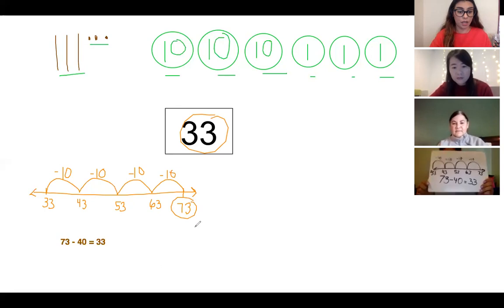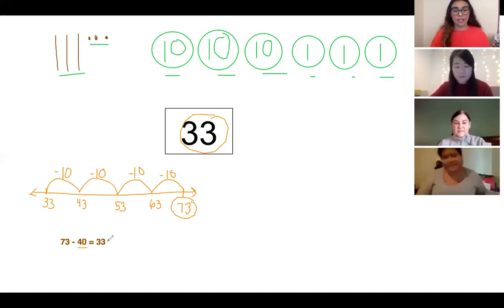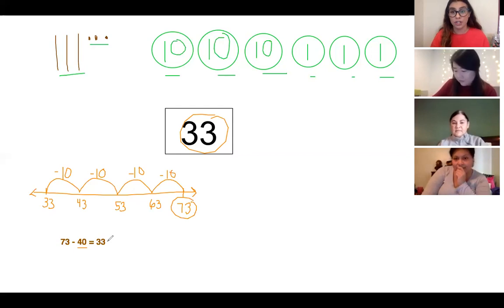73 minus, and how many jumps it took you. So 10, 20, 30, 40. 40 equals 33. So looking at this, remember that we can create a fact family, and fact families are when the same numbers are used in different number sentences. So from this, we can make another subtraction sentence.